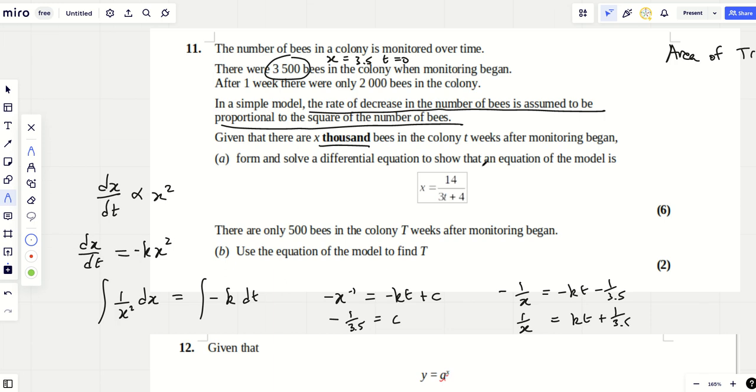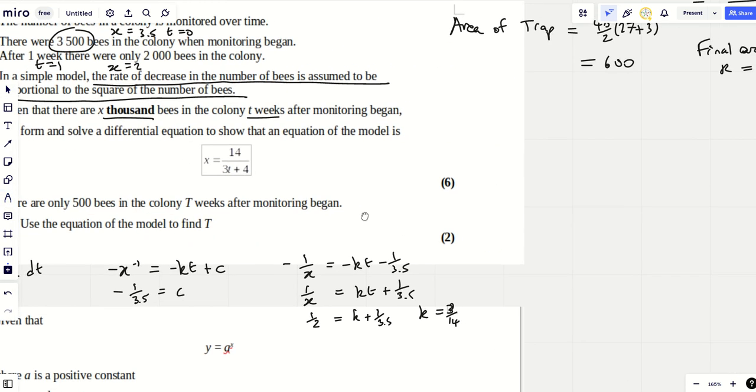Now the second thing I know is that when t equals 1, because I think t is in weeks, x is 2, because it's in the thousands again. So you get a half equals k plus 1 over 3.5. Taking that over there, that's like 7/14, that's like 4/14. And what are we going to get there? 7/14 minus 4/14, you're going to get k is 3/14. Do that on a calculator if you don't believe me.